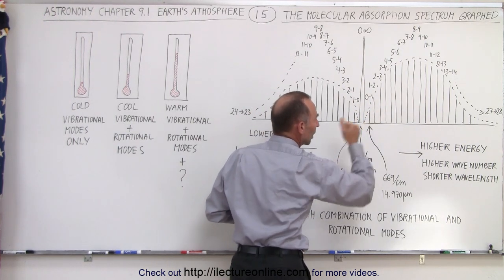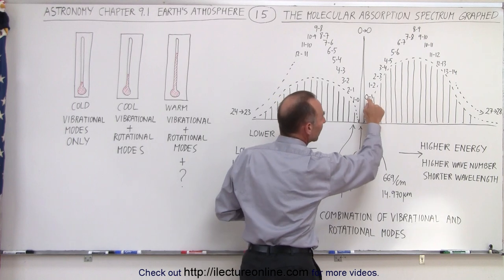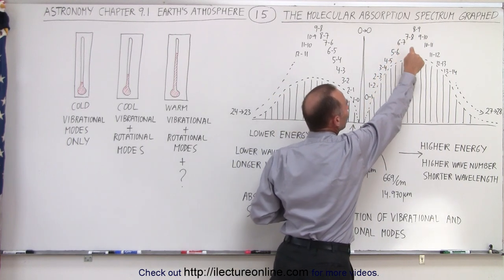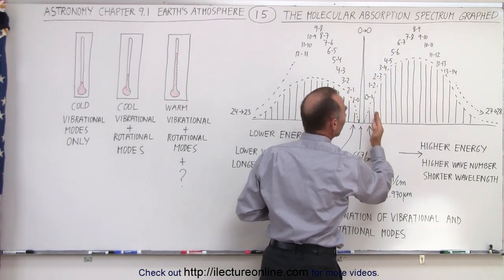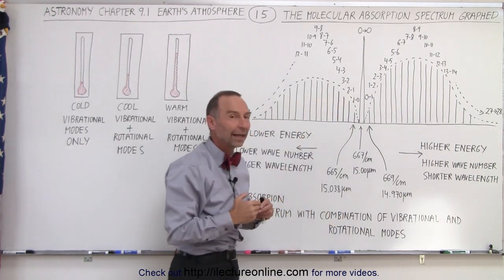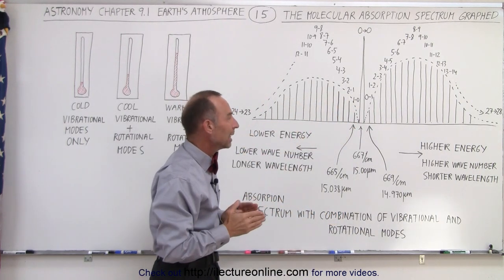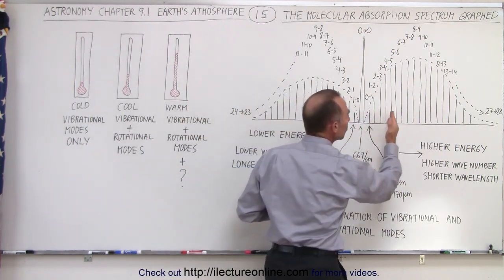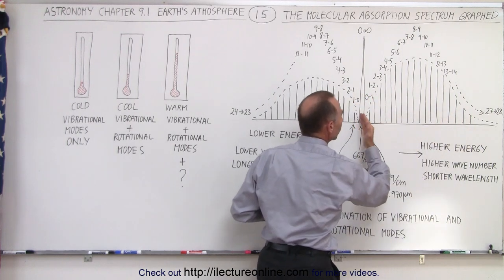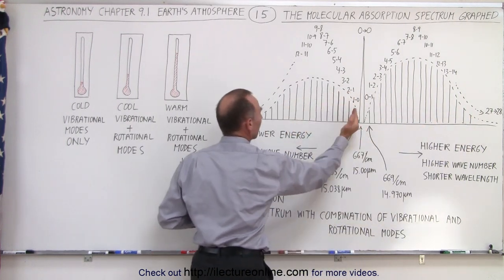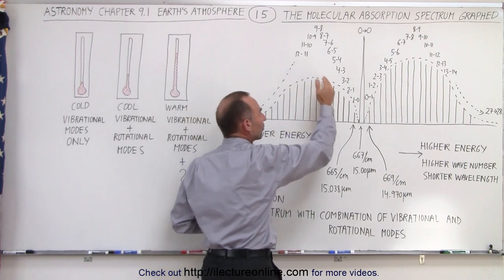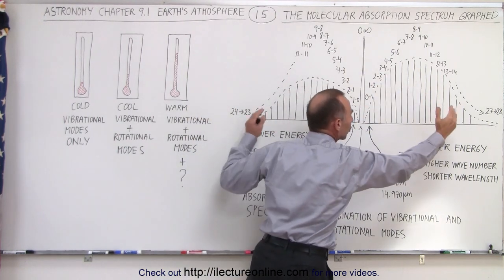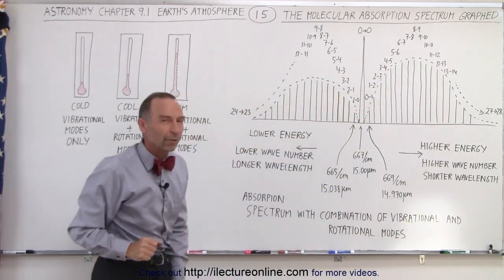Now we see that besides having a change in the vibrational state, if we have a change in the rotational state, depending upon which change in the rotational state is occurring, we will add a certain amount of energy to that. And since there's so many different kinds of combinations, there are many more specific frequencies that can be absorbed on this side of the spectrum and on this side of the spectrum, giving us that very specific, peculiar shape of the absorption spectrum.